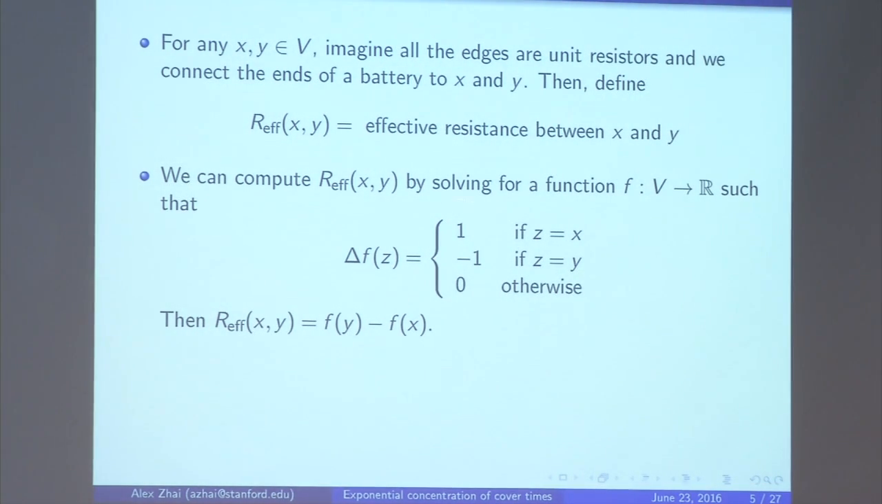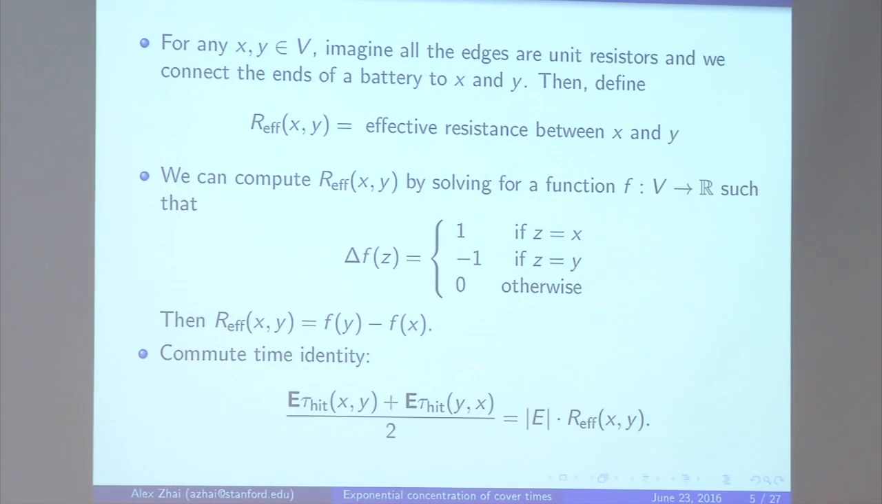Basically, you can solve for the voltages at each vertex, and you have to make sure the currents balance out. If you solve this equation, where Δ is the graph Laplacian, F denotes the values of the voltages, and then you can look at the voltage difference to get the effective resistance. This is not super important, but this next thing is going to be more important. Let me write it down for future reference.